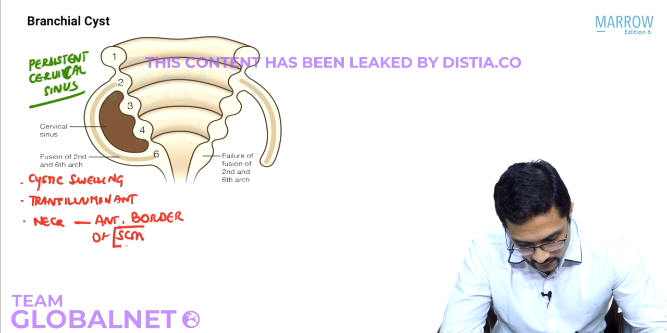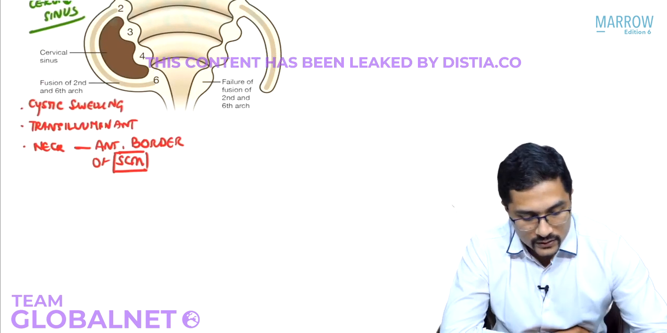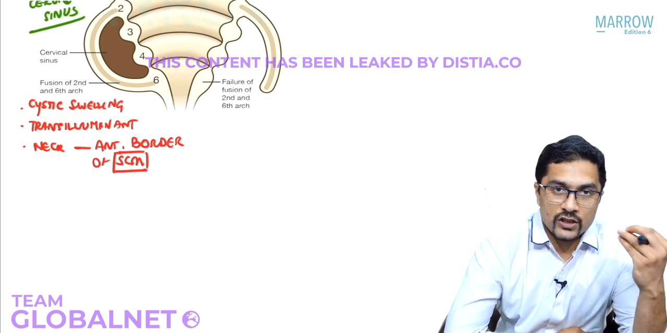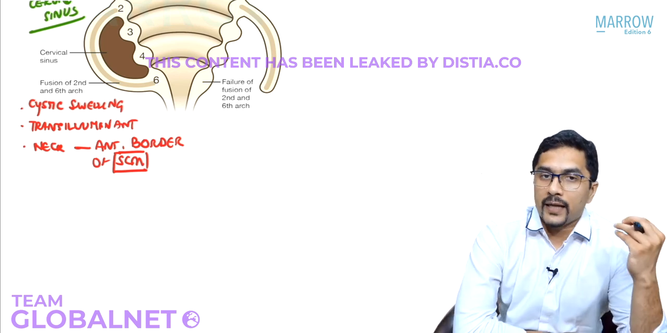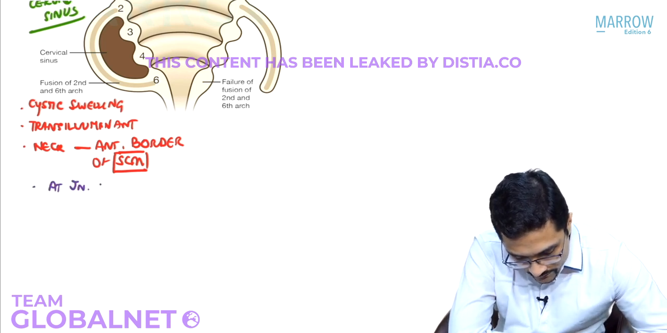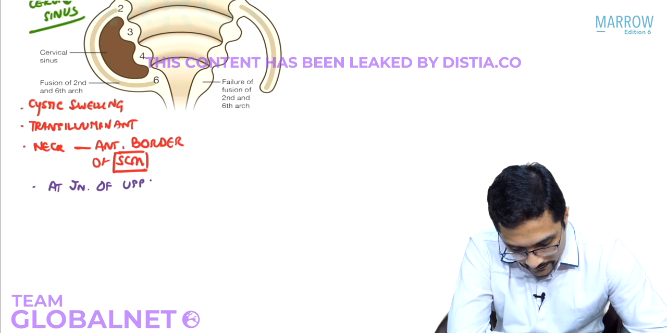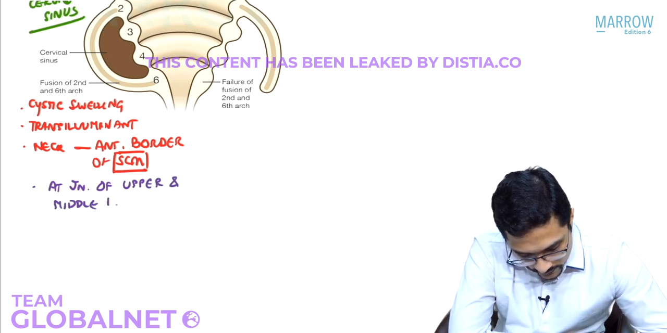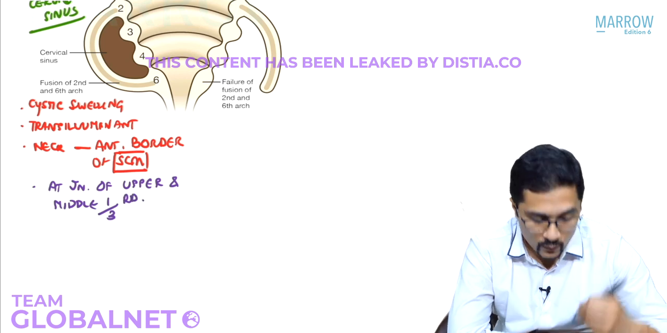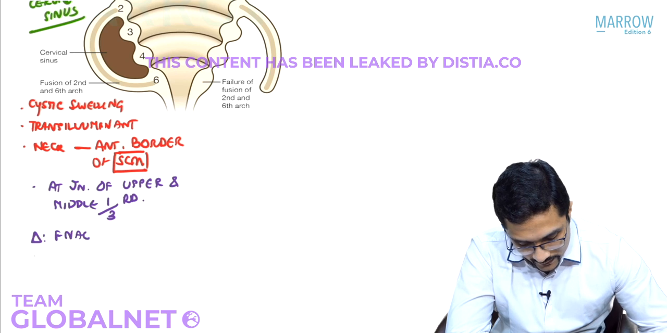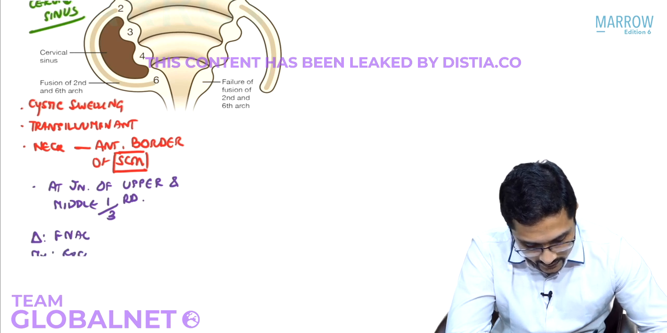Anterior border of sternocleidomastoid, and the cervical sinus which is persisting and forming a branchial cyst, is at the junction of upper and middle 1/3. Diagnosis is by FNAC and the management is excision.